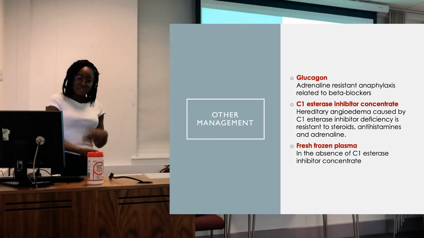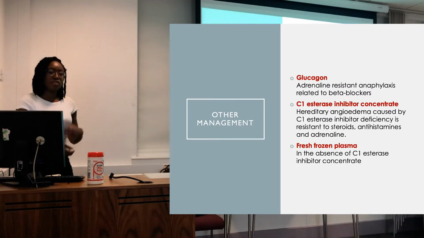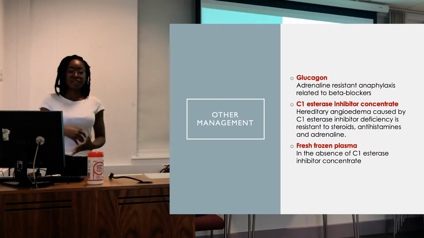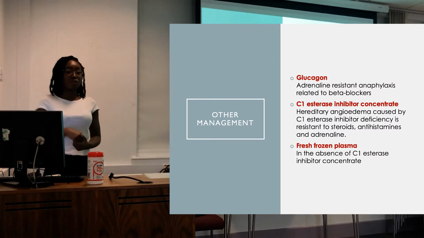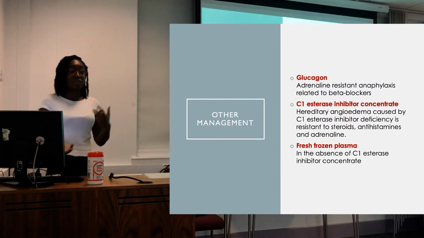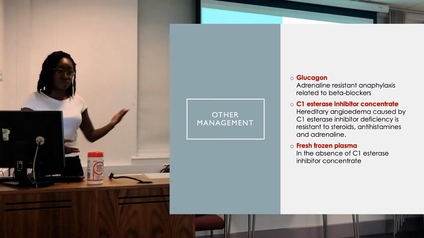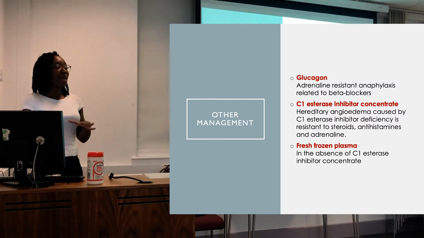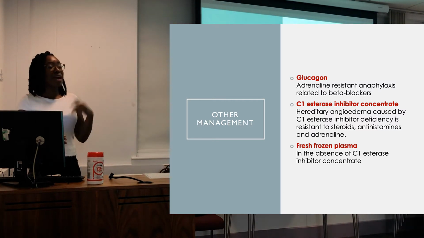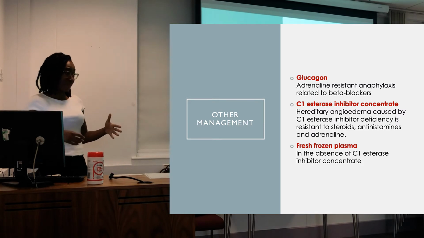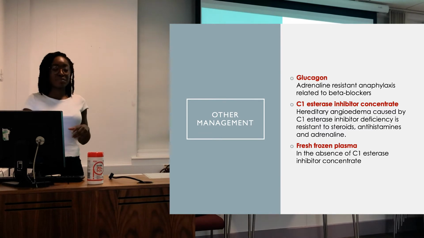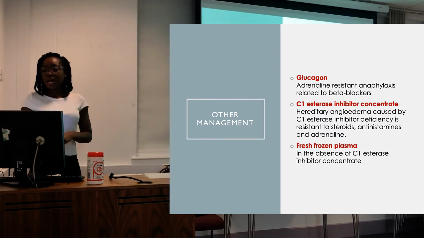Other management, they're not necessarily things that you need to remember, just interesting facts. So if a patient has adrenaline-resistant anaphylaxis, that may be because they're on beta blockers. And in that case, we would give glucagon, as that is the antidote to beta blocker overdose. Glucagon has chronotropic and inotropic effects, but it works unrelated to the beta receptors, so that's why we give glucagon.